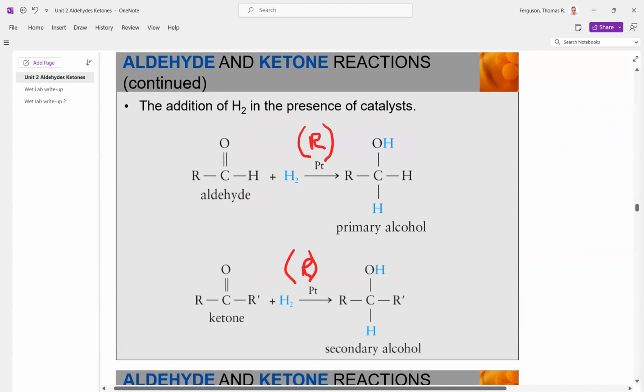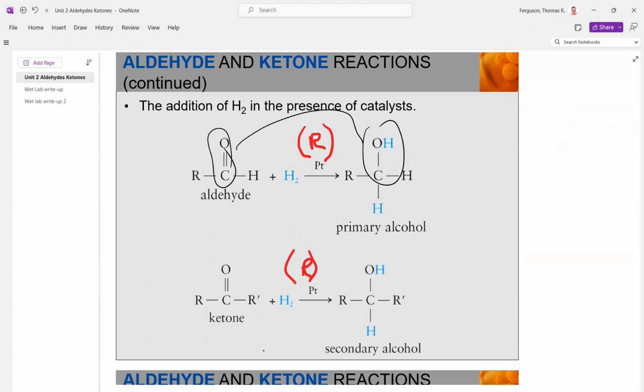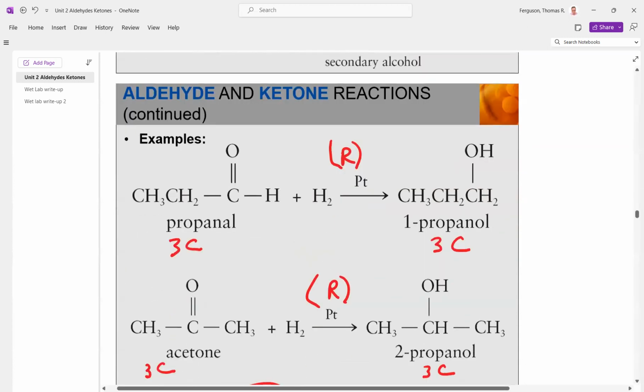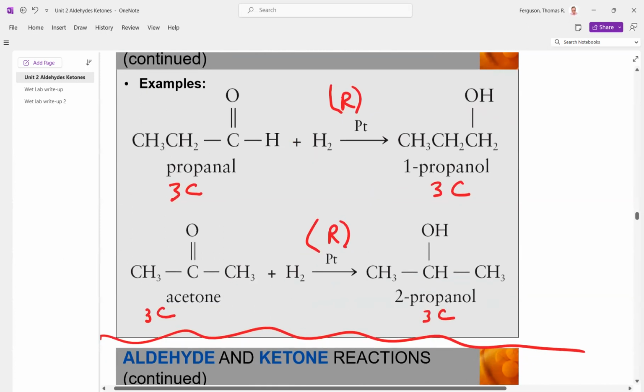Okay. Aldehydes and ketones can also undergo reduction. When an aldehyde is reduced, that carbonyl group goes to an alcohol, and either a ketone or an aldehyde. Now, in either one of these cases, the backbone is maintained. So if we start with a three-carbon backbone, we're going to end with a three-carbon backbone. Same if it's oxidized. If we start with a three-carbon backbone, it's going to end with a three-carbon backbone.